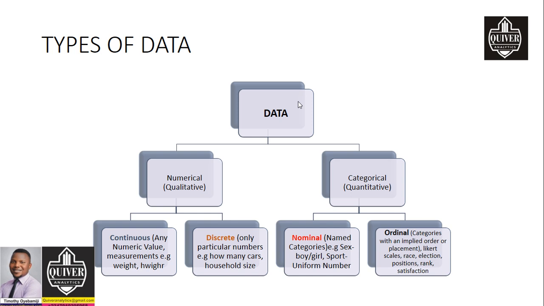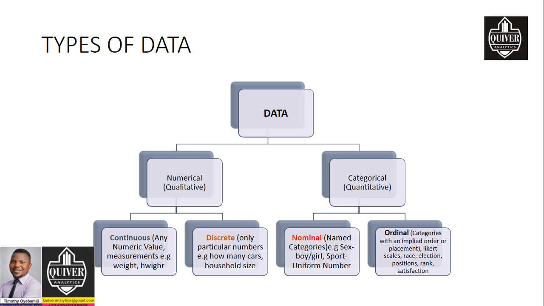All right, so data is divided into two broad categories. This applies for any software. It's just general. In different software, you can call them different names, but these are the broad classifications. So we have numerical data and categorical data, also called quantitative data. Numerical is called qualitative data. Categorical is called quantitative data. All right, so let's start from categorical.